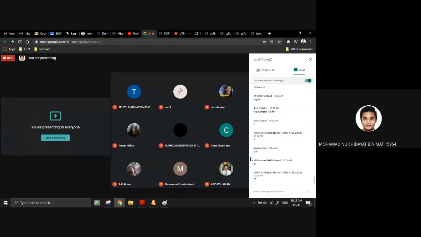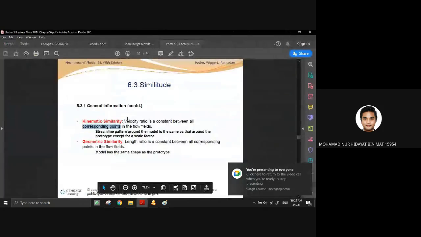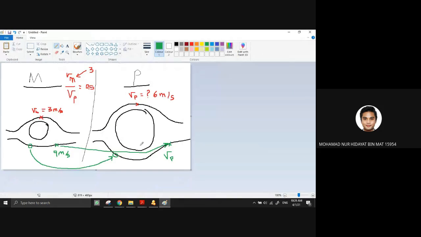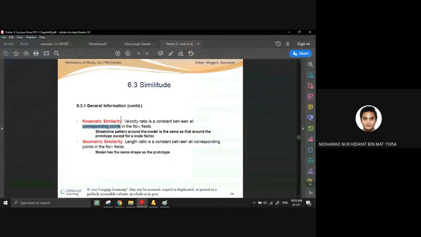What is meant by kinematic similarity? Here you can see the velocity ratio is constant, not that the velocity ratio is the same. So constant means, for example, the constant is 0.5. So the entire velocity ratio is constant at 0.5 between all corresponding points. If you refer to this, the corresponding points here, here, and here are called corresponding points.